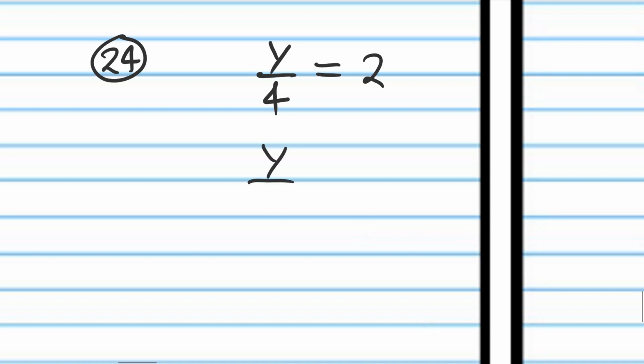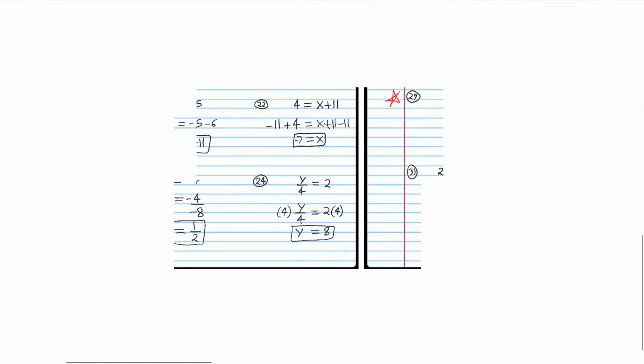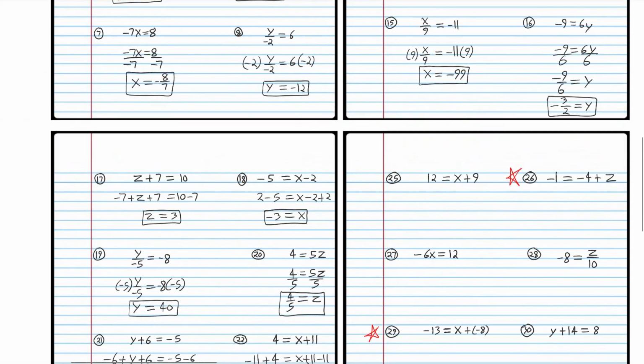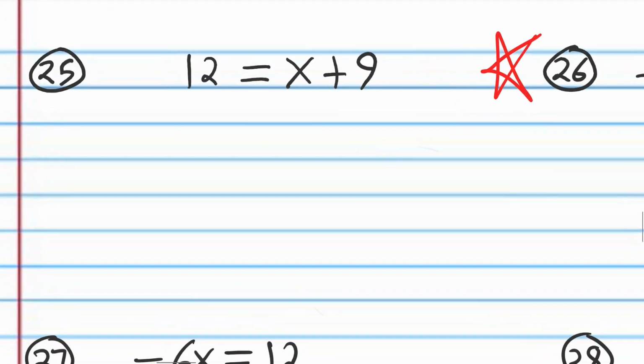All right, we're back. That's y divided by 4, so we have to multiply by 4. In algebra, we show multiplication with parentheses. The 4's cancel out on the left side of the equation, and 2 times 4 is 8. So if you got 8, good job. All right, try 25, and when you come back, we'll do it together.